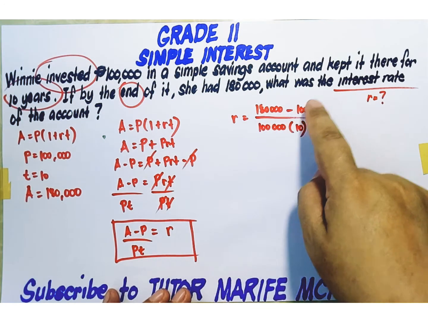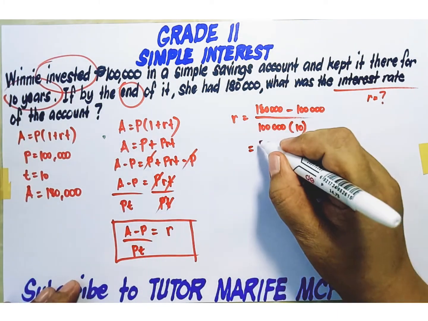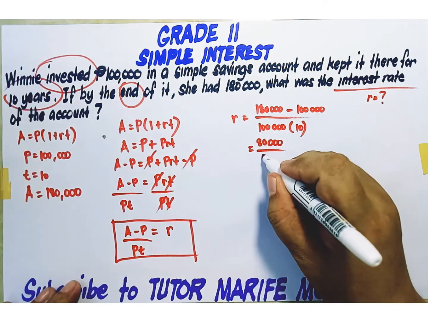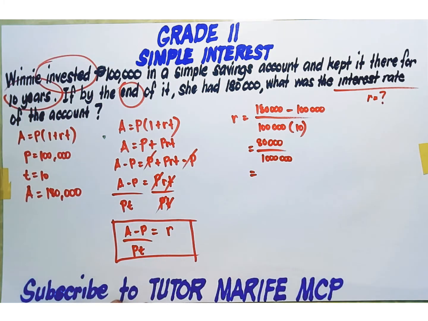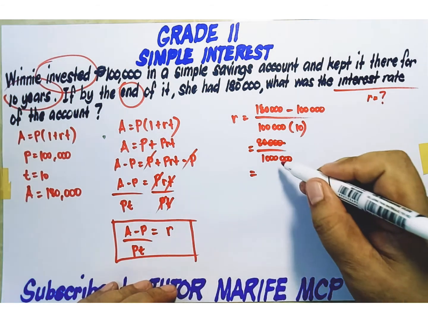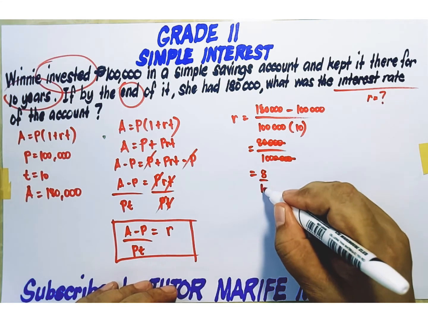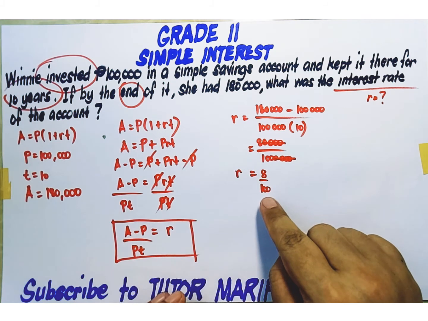Simplify both the numerator and the denominator. 180,000 minus 100,000 equals 80,000. 100,000 times 10 equals 1 million. Next step. Remove the same number of zeros from the numerator and from the denominator. 4 zeros from the numerator, 4 zeros from the denominator. R is equal to 8 divided by 100. This is the fraction form of the interest rate.